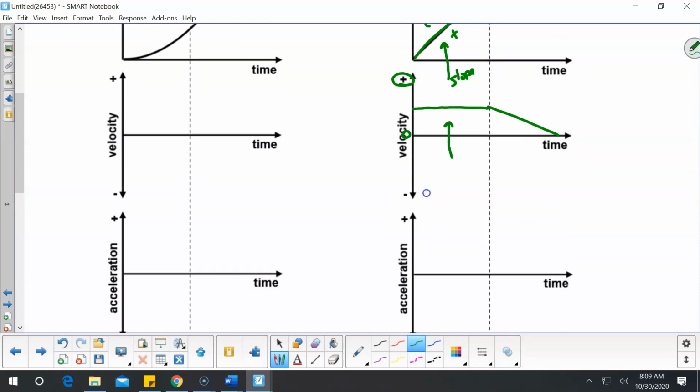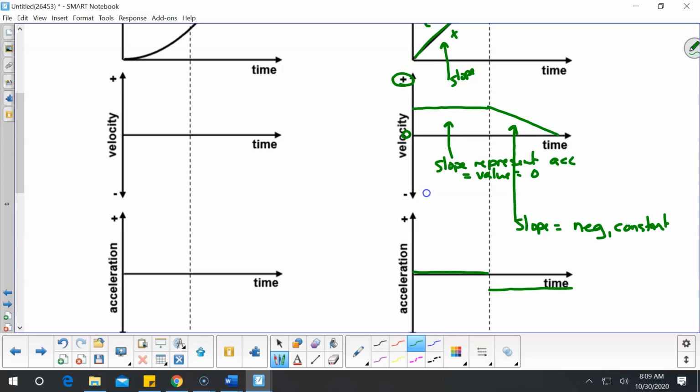Now these slopes represent the acceleration from the velocity versus time graph. Right here, this slope value is 0. So I'm going to have no acceleration because my velocity is constant. I'm not changing my velocity if I'm constantly going the same one. This slope right here is negative and it's constant. So I should be somewhere in this region to match up for that time frame.